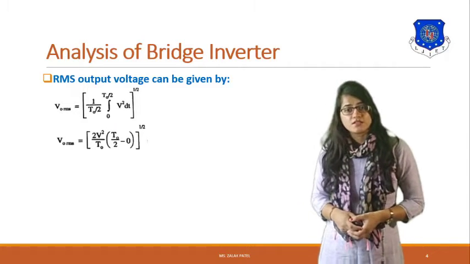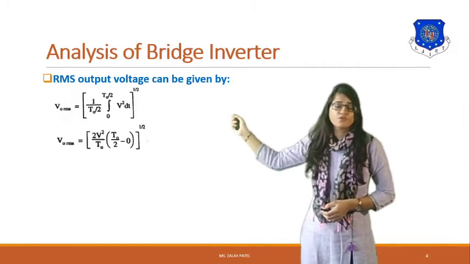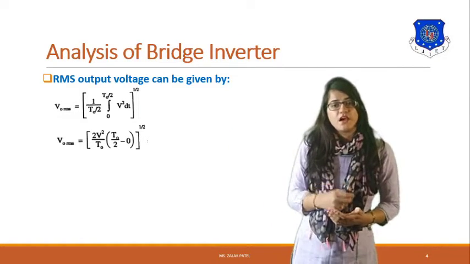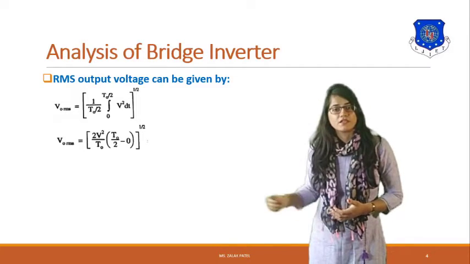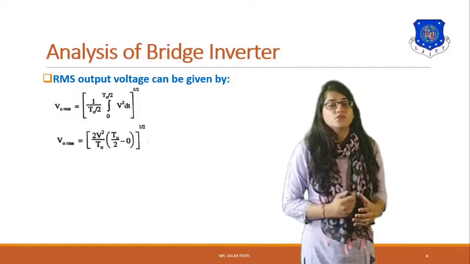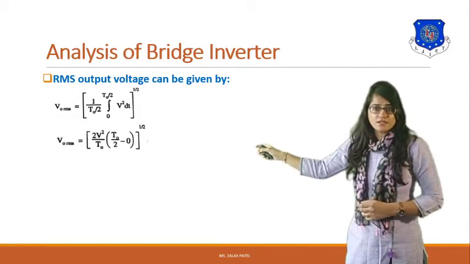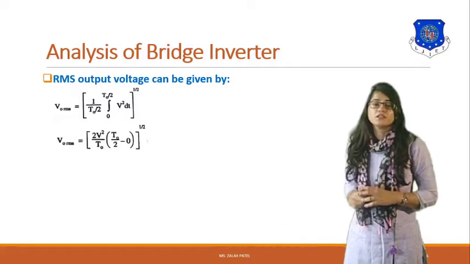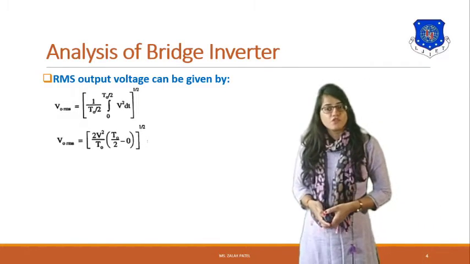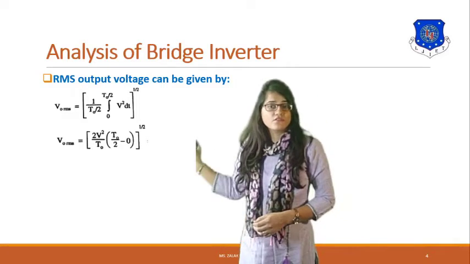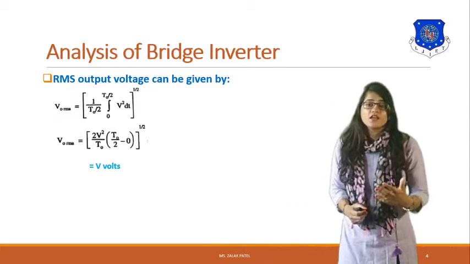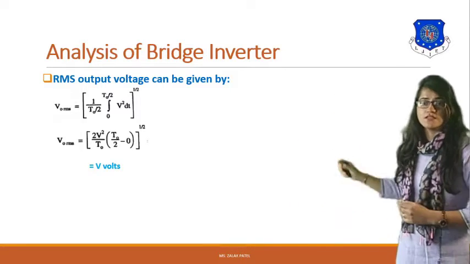So if we integrate this term, we have to take the integration over the time period. V square is constant, so it will be outside of the integration. It can be written as 2V square upon T, integration from 0 to T by 2 of dt. Here there is no term of time present, so we write only t, and instead of t we take T by 2 minus 0, raised to 1 by 2. If we simplify this equation, we get the value V volt. That's why the RMS value of the voltage is V volt.